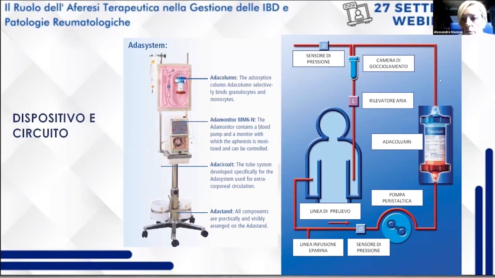Then there is the drip chamber, which is required to prevent air bubbles returning to the patient. So we have an air detector and a pressure detector. The treated venous blood, depleted of granulocytes and monocytes, is returned to the patient.